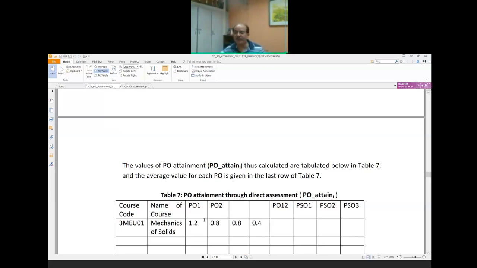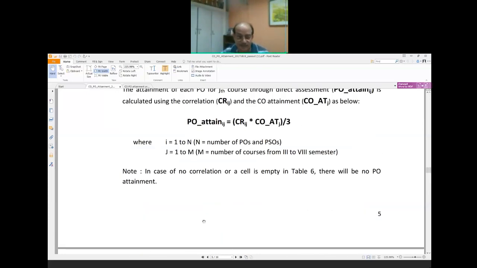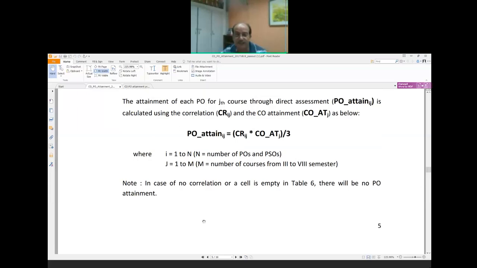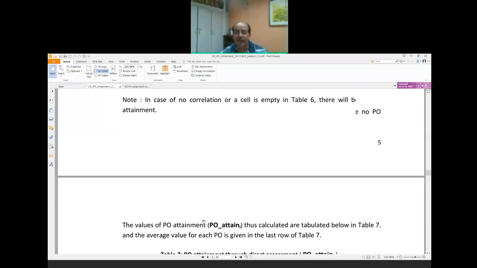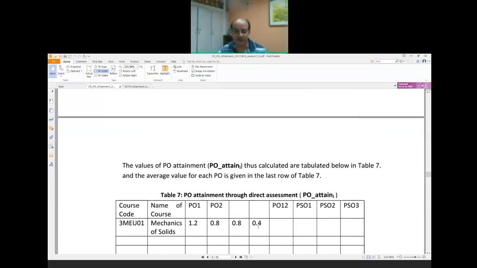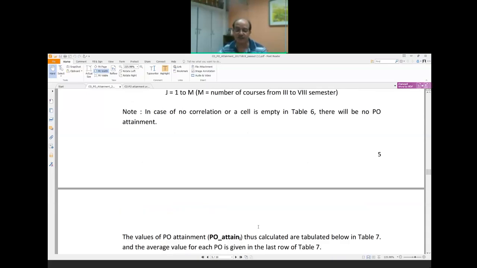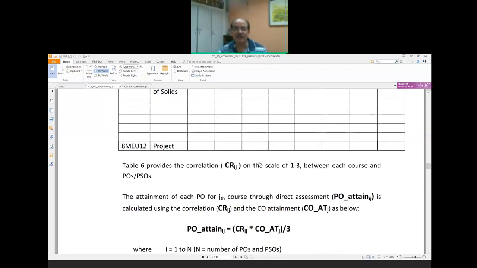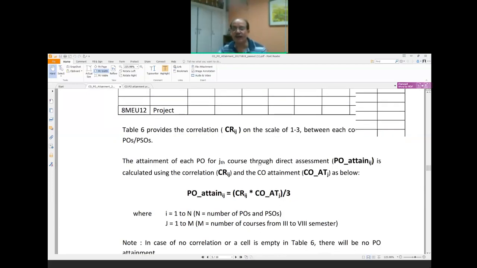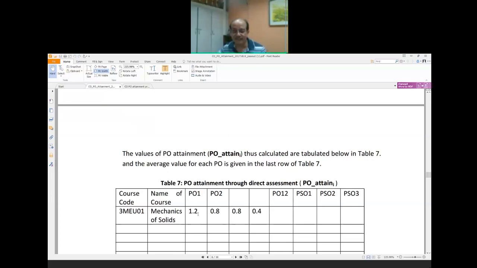Now, the value of PO attainment is thus calculated or tabulated below. In case I calculate based on this particular factor, maybe if you want, you can calculate it also. This will come out to be 1.2, 0.8, 0.8, 0.4. Why is it coming out like this? Because it's based on these particular factors, 3, 2, 2, and 1.